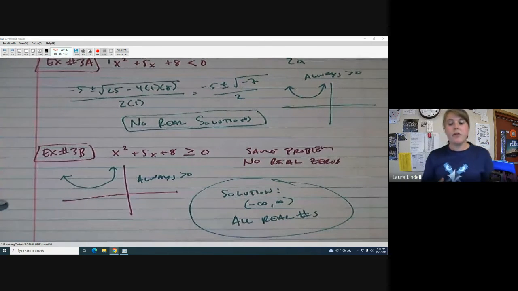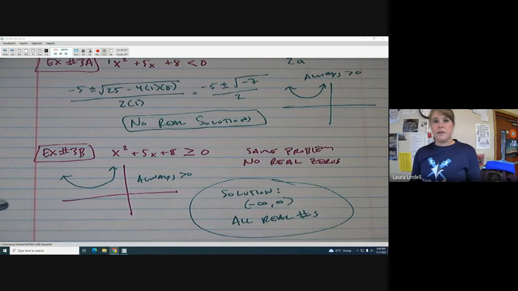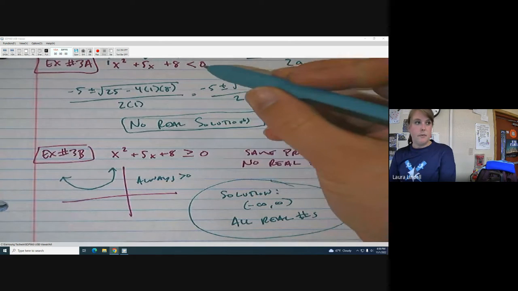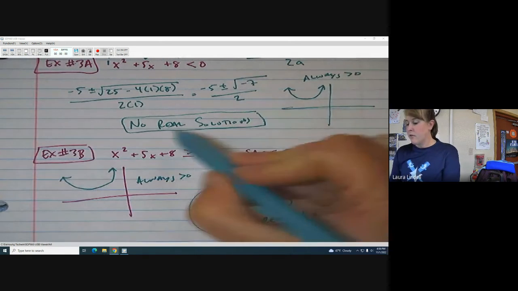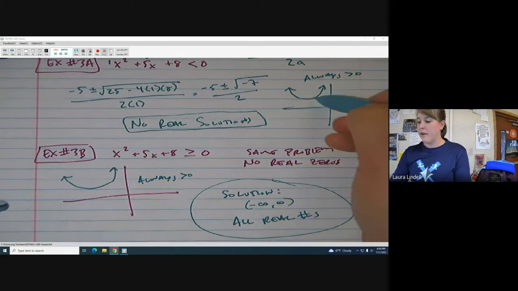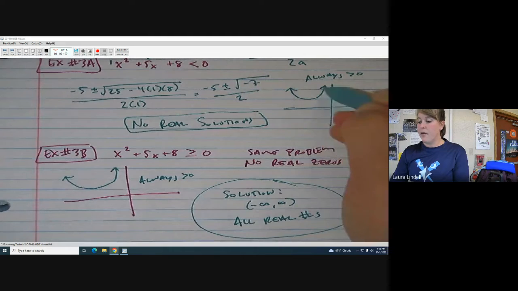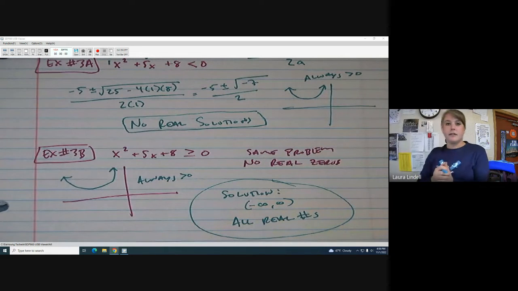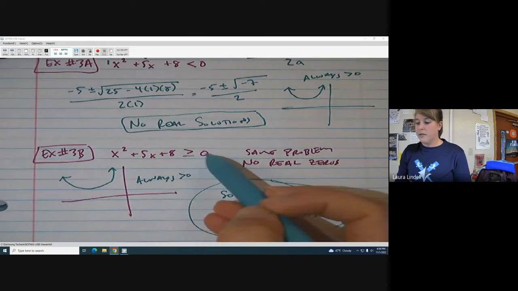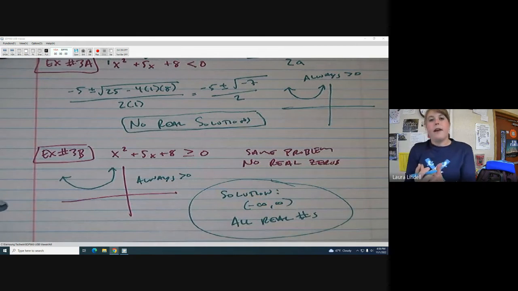So even though it has no real zeros, you can still have a solution that's different based on whether we want this thing to be greater than 0 or less than 0. Less than 0, no real solutions, because no matter what I plug in for x, I'm never going to have a function value less than 0, because the graph is all above the x-axis. But on this one, if I want it to be greater than or equal to 0, anything I plug in for x is going to give me a value greater than or equal to 0. So all real numbers is my solution.